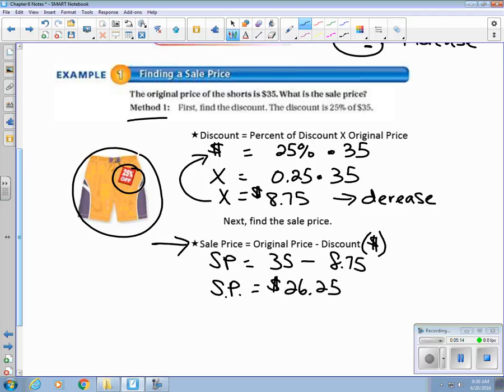If we can find out how many dollars we need to subtract from the original price, then we can find the sale price. And how we find these dollars is we take the percent of discount right here and multiply it by the original price right there. Okay, that's method number one.